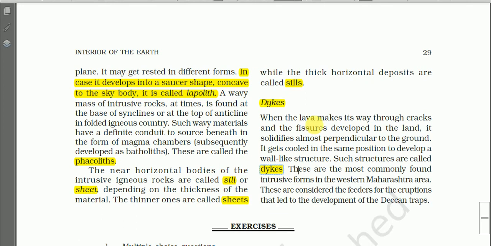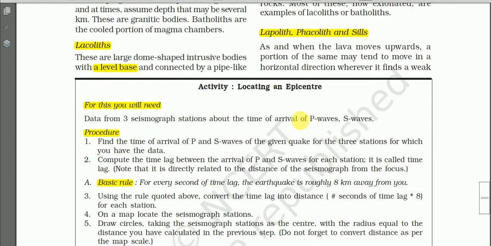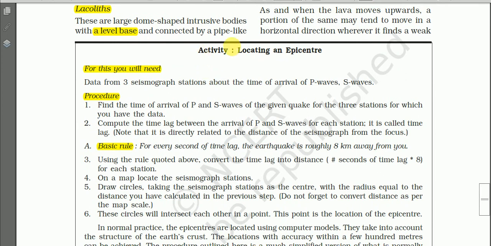Okay, then let us do this activity: locating an epicenter. Epicenter, you know, the point on the earth's surface vertically above the focus is known as the epicenter, that we have learned in the previous classes. How to locate an epicenter? Now let us do it.